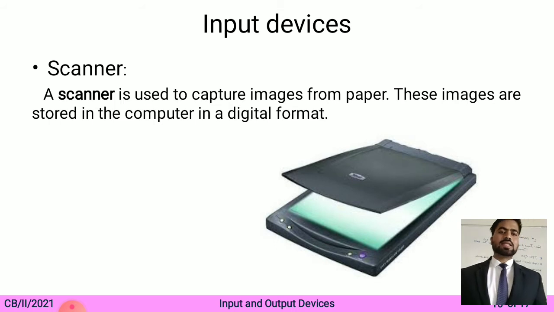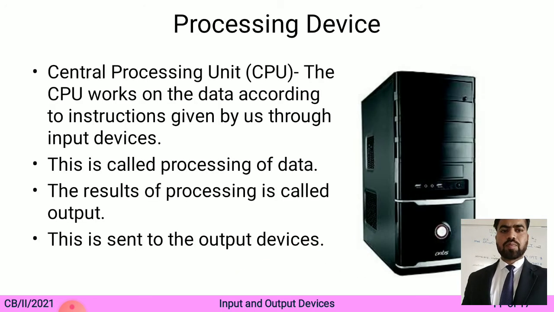Next one is your scanner. What is a scanner? This is an input device. A scanner is used to capture images from paper, and these images are stored in the computer in digital format, which we can call a soft copy. All these formats get stored in our computer while you are scanning anything, your images, your photos, your documents. You can store all of these in your computer.